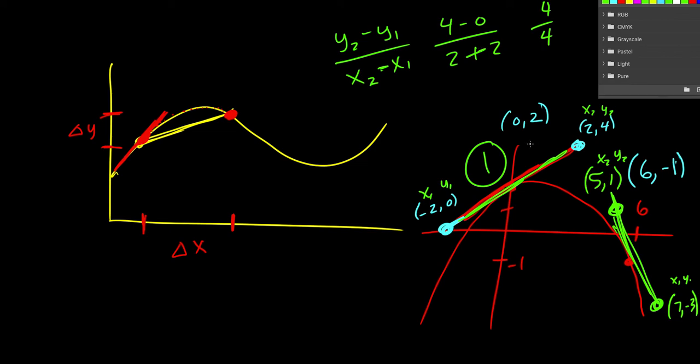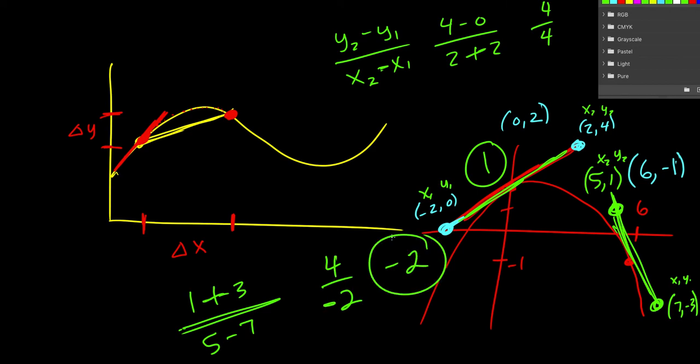So y2 is 1, y1 is negative 3, so we subtract a negative 3, and then x2 is 5, x1 is negative 7, so we add these together, we get 4 over negative 2, which just gives us negative 2 when we divide those. And so once again, the slope of the tangent line at this point is negative 2, and so that is also the instantaneous rate of change.